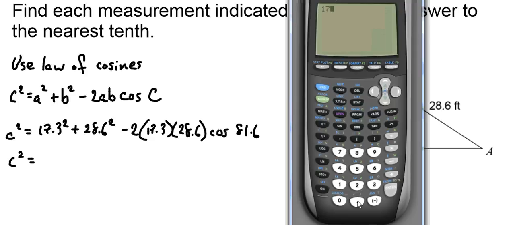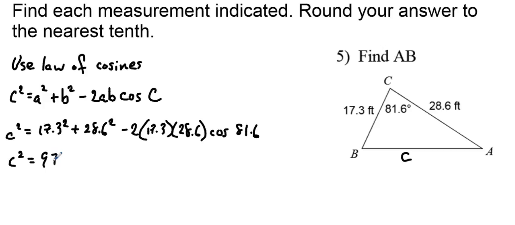So 17.3 squared plus 28.6 squared minus 2 times 17.3 times 28.6 times cosine 81.6. And we're going to round to the nearest hundredth until we get to our final answer. So if we round this to the nearest hundredth, you are going to get 972.69.